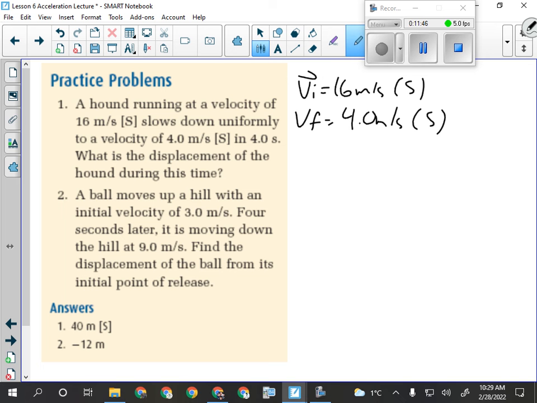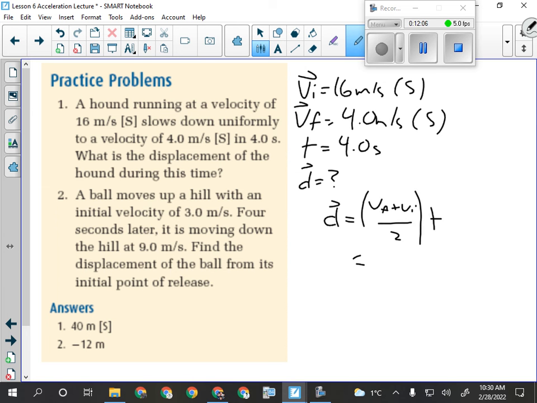Okay, what's the displacement of the hound during this time? So that happens in 4 seconds, okay, and we're looking for D. All right, so the only formula I can use is the one we just used. D equals (VF plus VI) over 2 times T. I don't need to manipulate, just plug in my numbers.